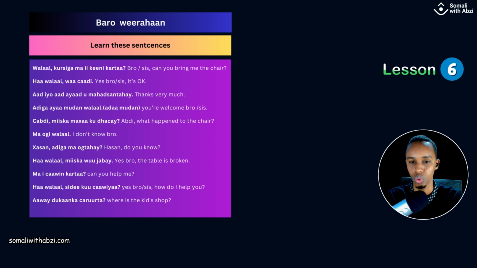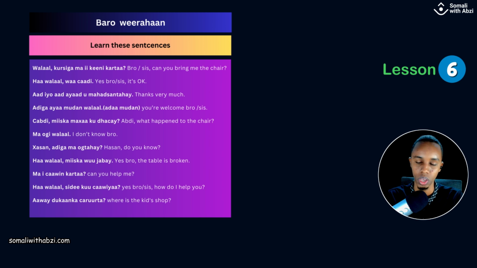So aad iyo aad ayaad u mahadsan tahay. This is long. You can just say aad plus ayaad: aad iyo aad u mahadsan tahay, like that. The next is adiga ayaa mudan walaal. You can do a shortened way: adiga ayaa, adiga plus ayaa. You can say adaa mudan walaal, or just adaa mudan, or adaa mudan with people's names. Adaa mudan Abdi. The next is Abdi miiska maxaa ku dhacay.